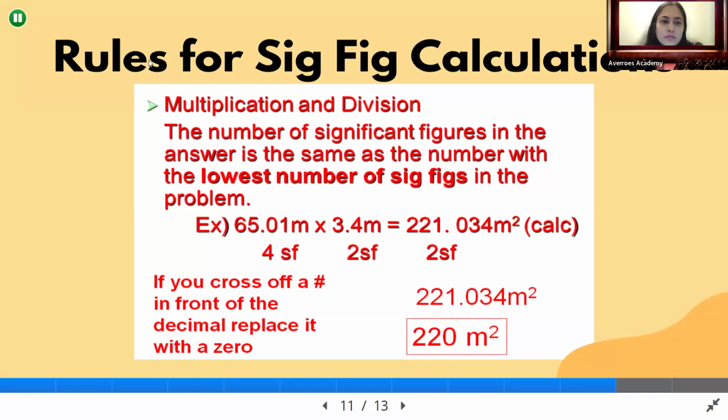So, rules. When you do calculations throughout this course, you need to be putting your answer in the correct number of significant figures. So there's rules when you do chemistry calculations. Let's look at multiplication and division.